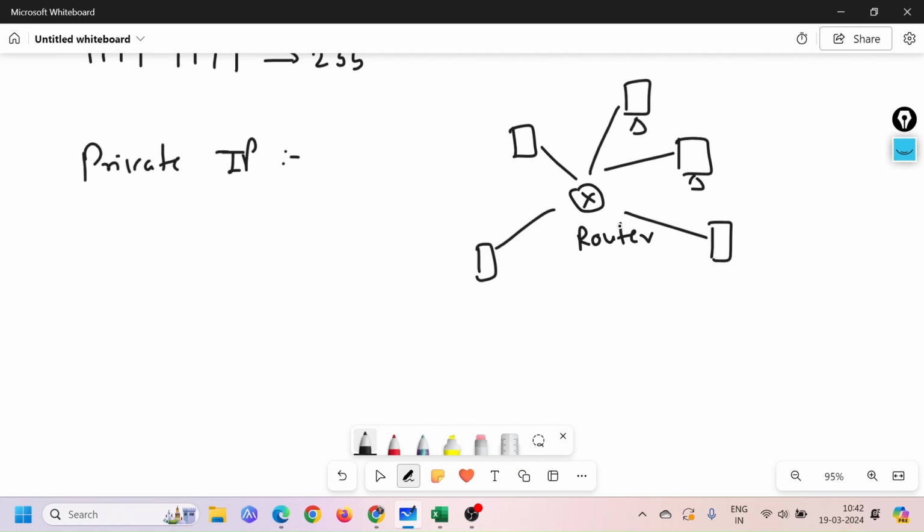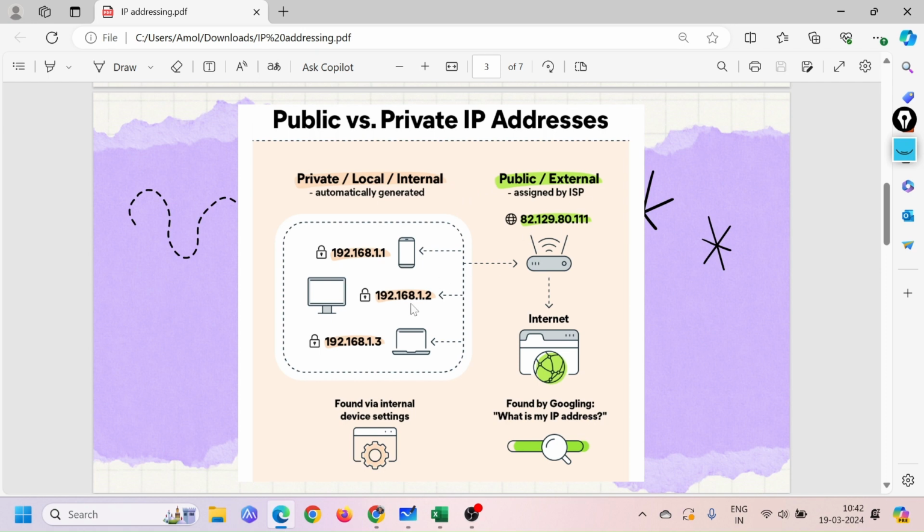Let's understand that. In this particular example, you can see that we have a router, and to the router we have one public IP. You can see this, like 82.129 with some series. We have the IP that is a public IP, and all these devices, like mobile devices, laptops or desktops, are connected to this router. For each device we have a private IP.